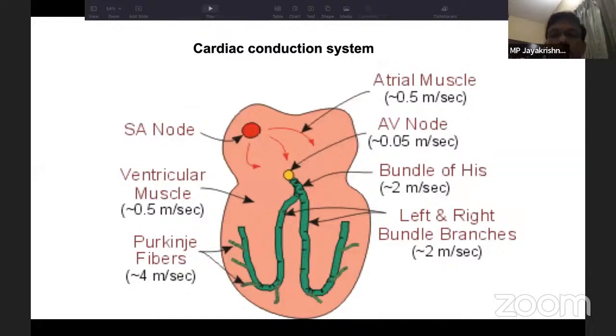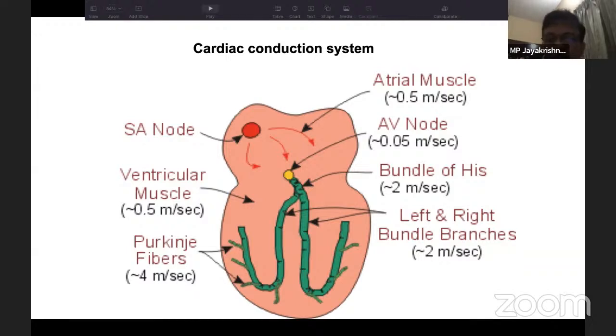The impulse travels from the SA node through the atrium to the AV node at a speed of about 0.5 meter per second. And in the AV node, there is actually a slowing of the conduction. It's about 0.05 meter per second, because the atrial contraction has to be complete before the ventricular contraction has to start. In the bundle of His after the AV node, the speed is a little more like 2 meter per second.